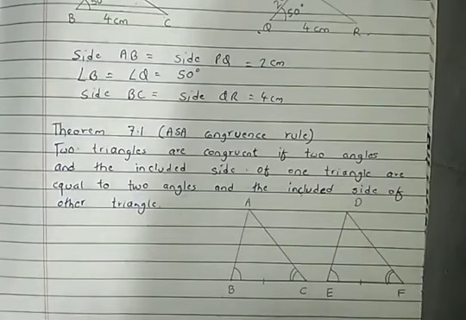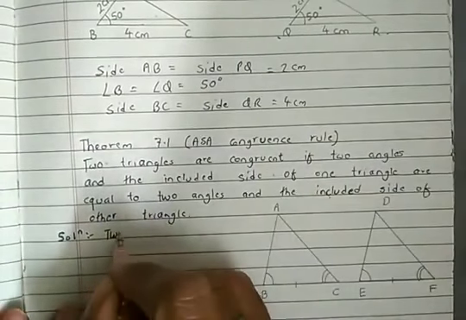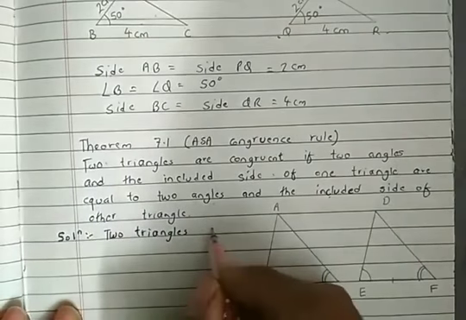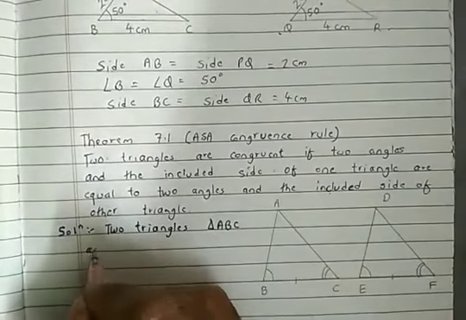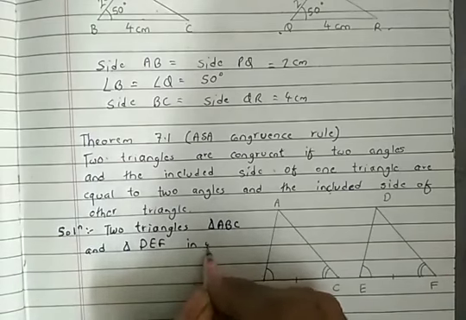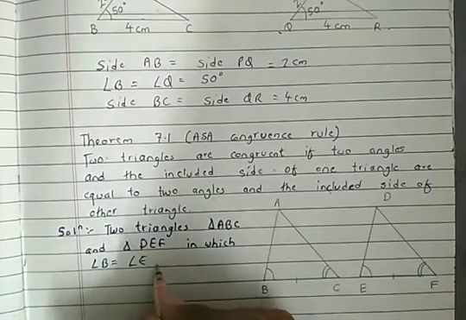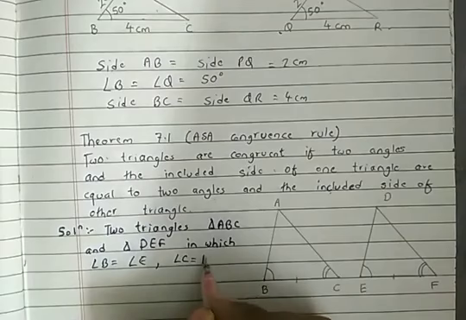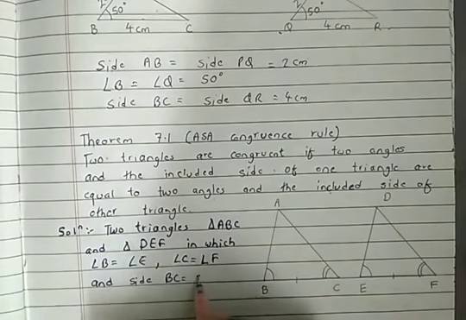How will we prove this? Let's see. Whatever information is given, first we will write it down. Always make a habit of writing whatever information is given. Two triangles, triangle ABC, this is the symbol of a triangle, triangle ABC and triangle DEF are given, in which angle B is equal to angle E is given, angle C is equal to angle F, this is also given, and side BC is equal to side EF, this is also given, right?